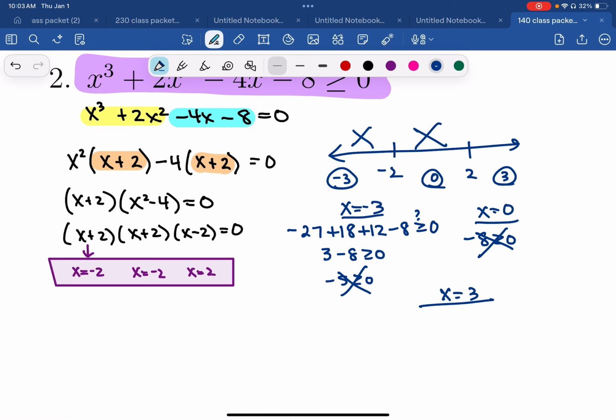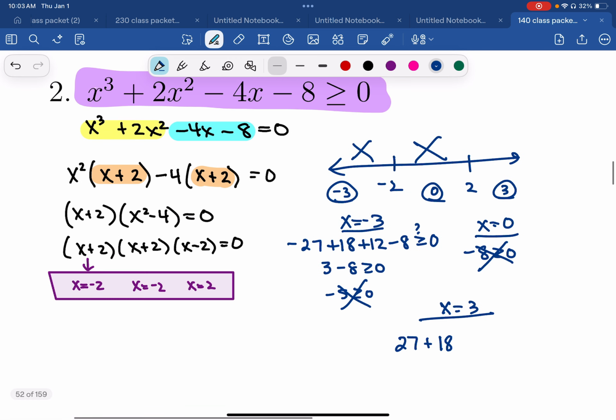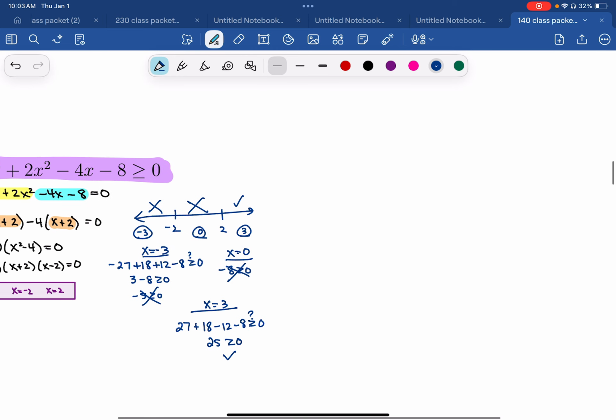3 cubed would be 27. Less 3 squared, which is 9, times 2 is 18. 3 times negative 4 is negative 12. Minus 8. And the question is, is that greater than or equal to 0? This time, let's look at the negative 12 and negative 8. Together, that's negative 20. Negative 20 and 18 is negative 2. Negative 2 and 27 is 25. That is a true statement, so we do want that last section.